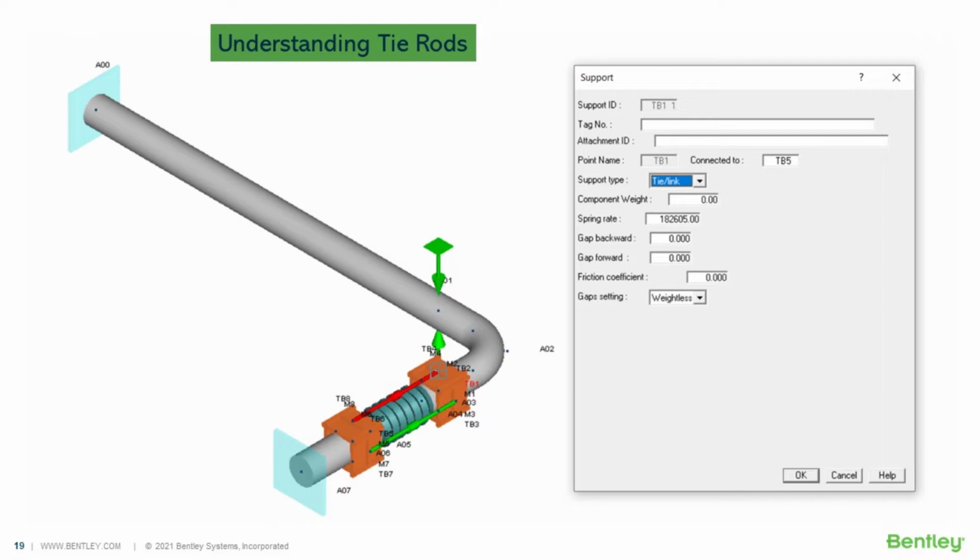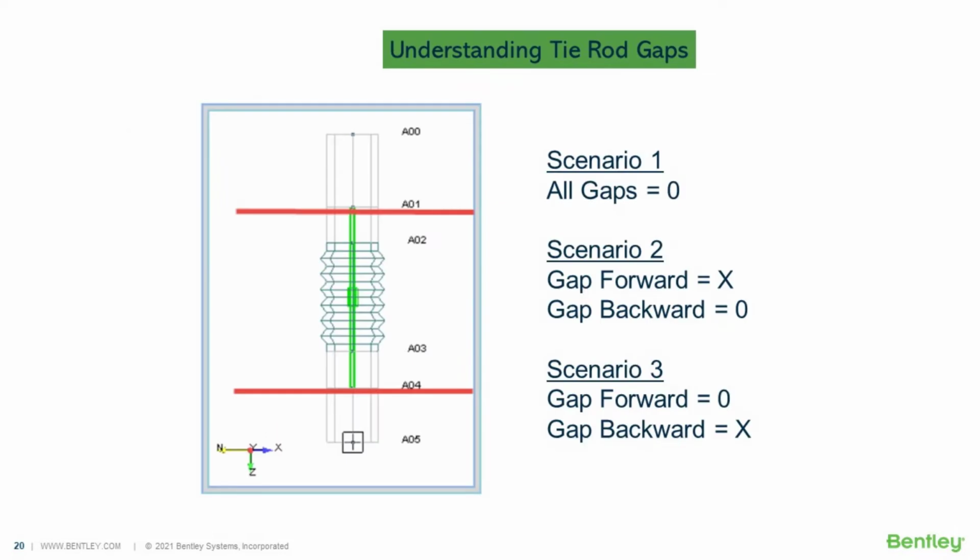A tie link can be used to model a pipe hanging from another pipe, a pipe supported by a beam member, or as in our case that we're talking about here today, it may be used to simulate the tie rods of a flexible joint. So we have an example tie rod here with an imaginary plane perpendicular to this axis, which is shown by the red lines. And the goal here is just to understand what the gap setting means.